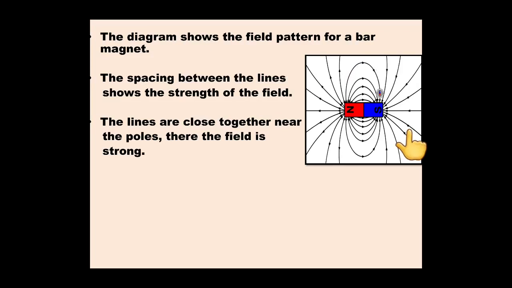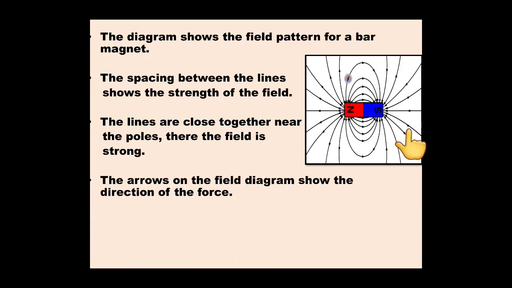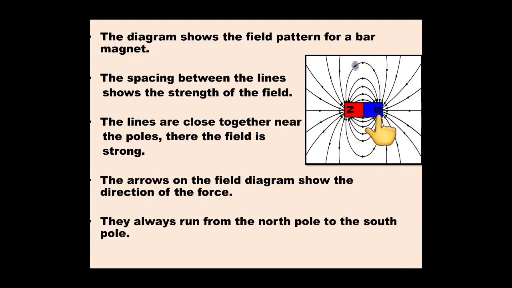The arrows on the magnetic field lines show the direction of the force acting. They always run from the north pole to the south pole of the magnet.